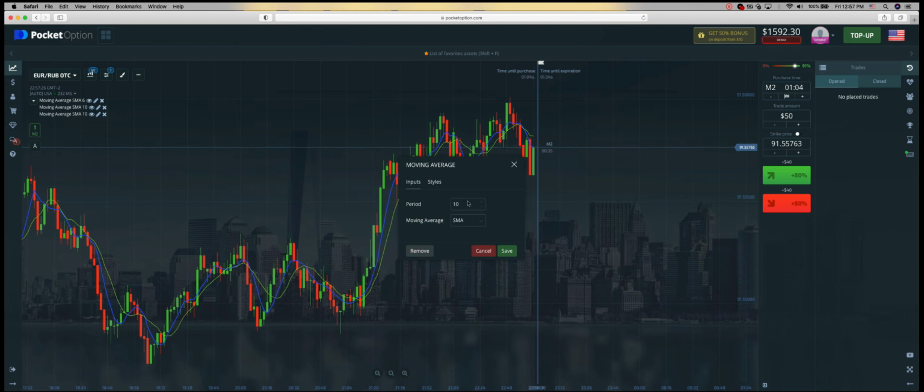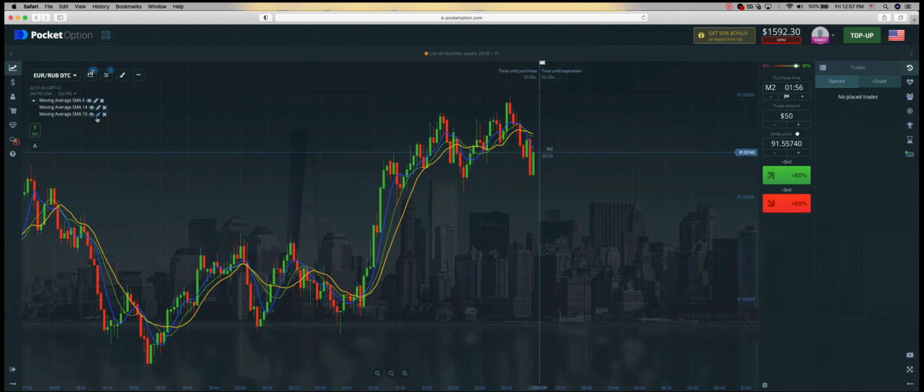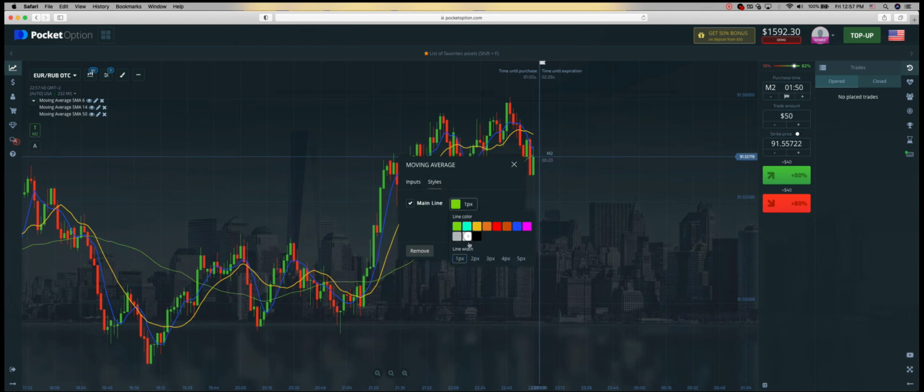On the second indicator, this one will be a period of 14, SMA, this one yellow and make it thicker. And on the last one, this one will be a period of 50 SMA, and this one's going to be white.